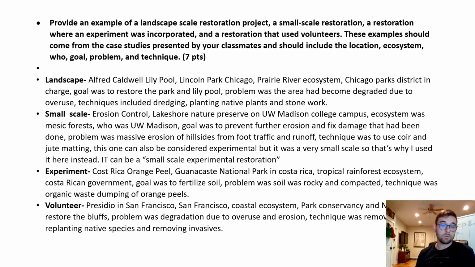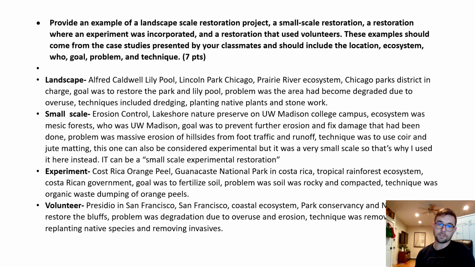An experiment would be the Costa Rican orange peel project in Guanacaste National Park in Costa Rica. It's a tropical rainforest ecosystem. The Costa Rican government was involved, as well as I think an orange juice company. The goal was to fertilize the soil. The problem was the soil was rocky and compacted, and the technique used was just organic waste dumping of orange peels to help the soil.